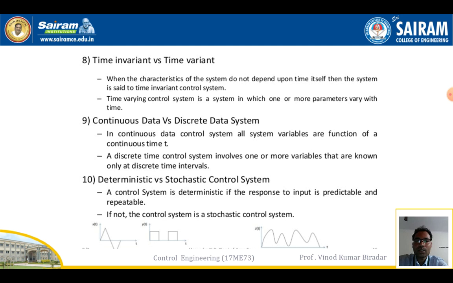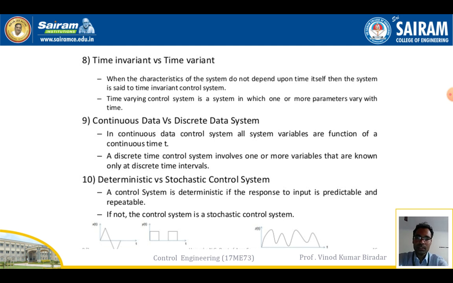Continuous data versus discrete data system. In a continuous data control system, all system variables are functions of continuous time. The opposite, a discrete data system, is a control system that involves one or more variables that are known only at discrete time intervals.